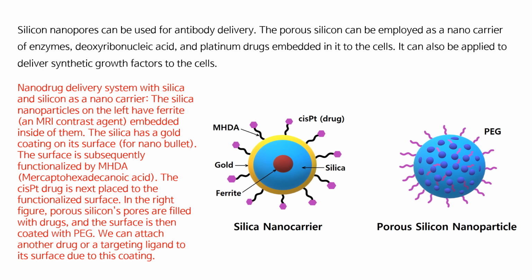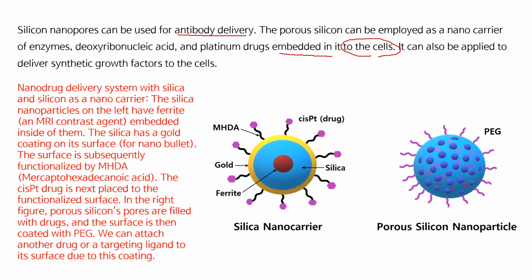Silicon nanopores can be used for antibody delivery. The porous silicon can be employed as a nanocarrier of enzymes, deoxyribonucleic acid, and platinum drugs embedded in it, delivering them to the cells. It can also be applied to deliver synthetic growth factors to the cells.